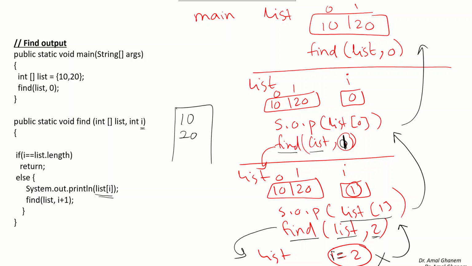Now we always have to notice that we are changing the value of I by saying I plus 1, because I starts from 0, the first index, and I need it at the end to reach the length. That's why I'm saying I plus 1. If by mistake we just have I here, we will never reach list dot length, and that would be an infinite calling of the recursive method, and we will never have an output.